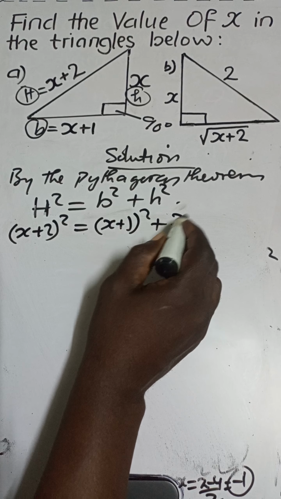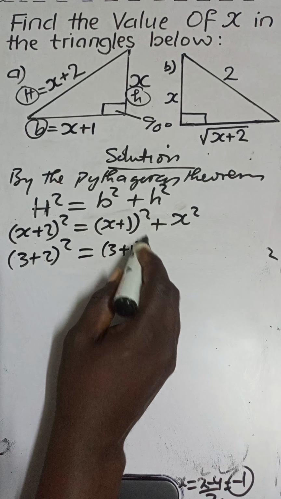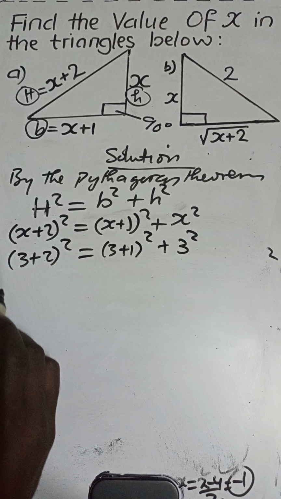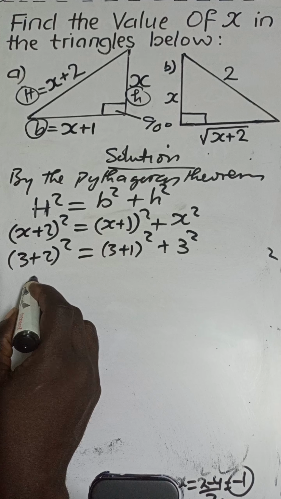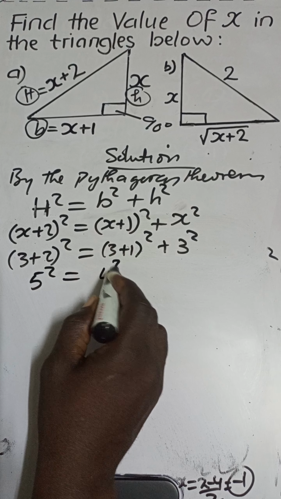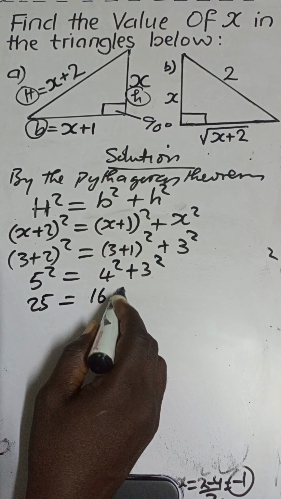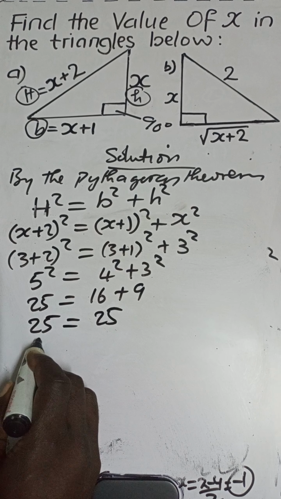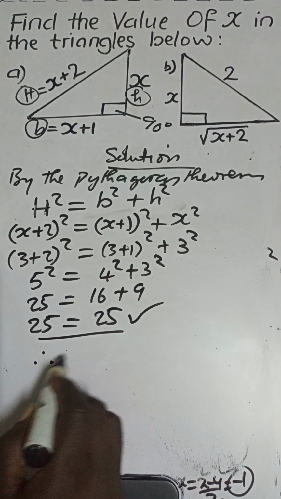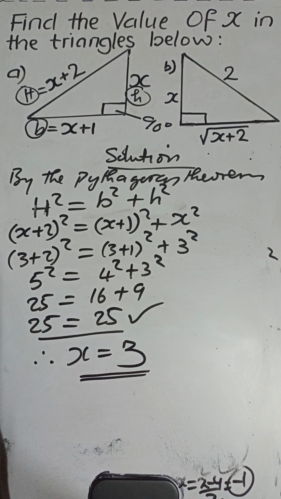x is 3. 3 plus 2 squared. 3 plus 1 squared. 3 squared. Let us check to see if the left hand side will give us the same result as the right hand side. Now this is 5 squared. This is 4 squared. 3 squared. 5 squared is 25. 4 squared is 16. 3 squared is 9. So we have that the left hand side is actually equal to the right hand side. So conclusion, the value of x is 3. The value of x is 3 for question A.